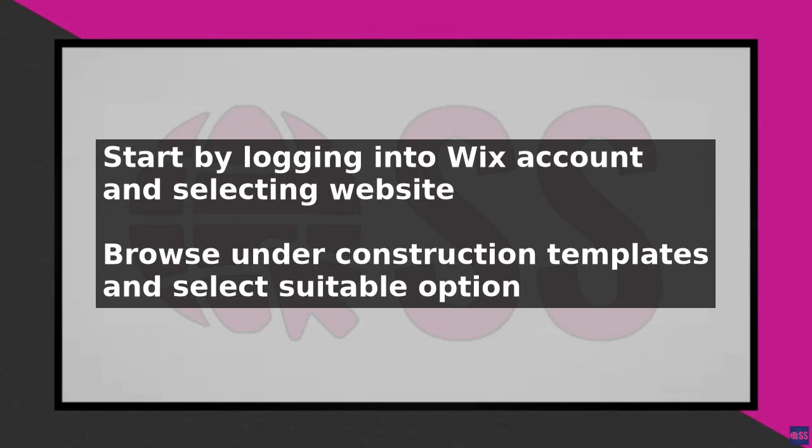To make a Wix website under construction, start by logging into your Wix account and selecting the website you want to work on. From the Wix editor, click on the Add button and search for Under Construction in the search bar. This will bring up a range of under construction templates that you can choose from. Browse through the options and select the one that best suits your needs.